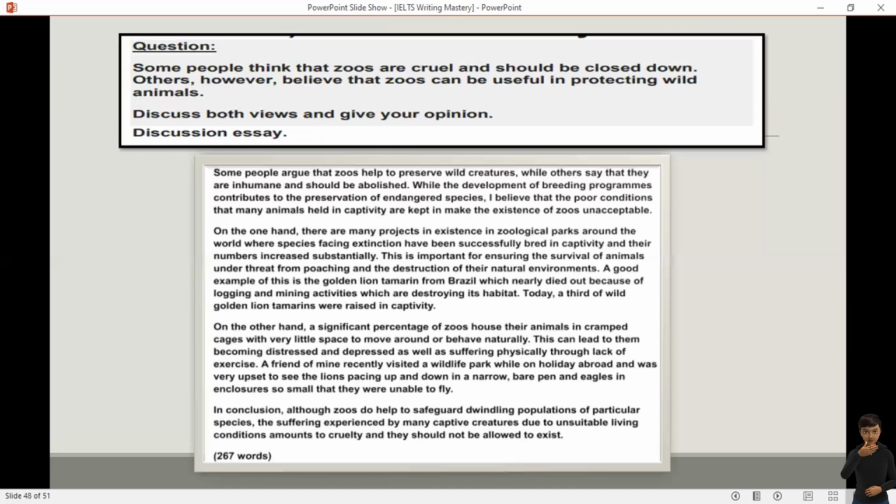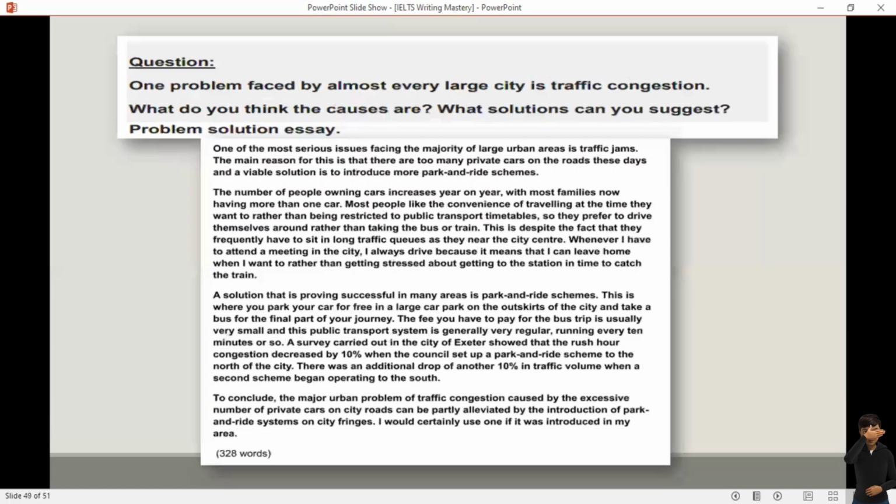Now finally we have the conclusion: how to safeguard a limited population of particular species. The suffering experienced by many captive creatures due to unsuitable living conditions amounts to cruelty, and they should not be allowed to exist. So in this way we have described our discussion essay two. Now let's have a look at the problem solution essay.